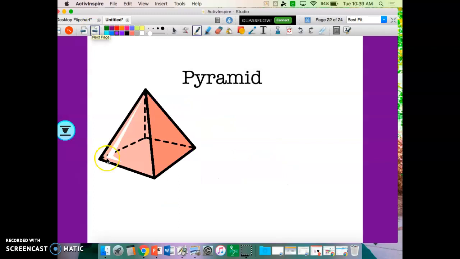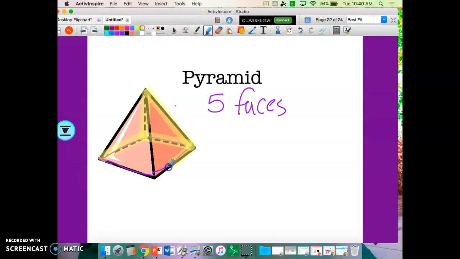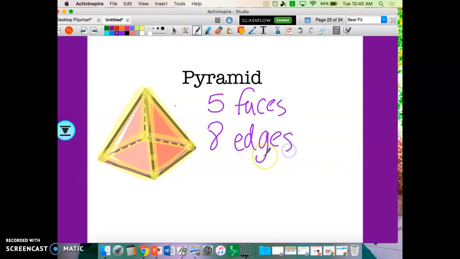Our pyramid, it's going to have a square base and then triangular sides. So if we count the front and the back, there's 2. Each side is 3, 4, and the bottom makes 5 faces. If we count our edges, we're going to have 1, 2, 3, 4, 5, 6, 7, 8. 8 edges. And then if I go to count my vertices, I've got 1 here, 2, 3, 4, 5 vertices where the edges are meeting.